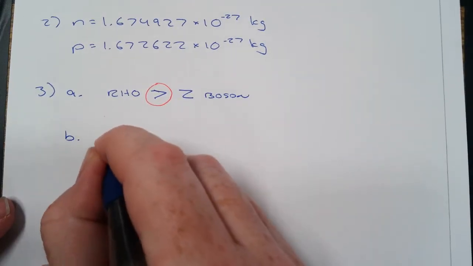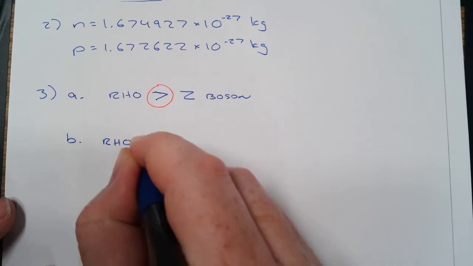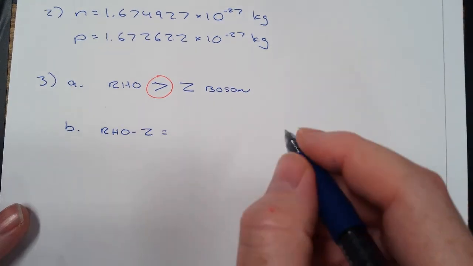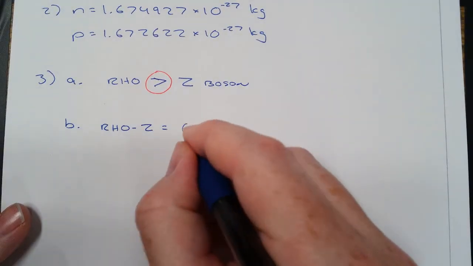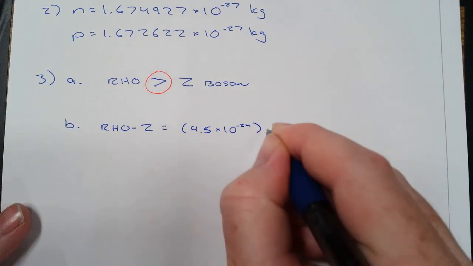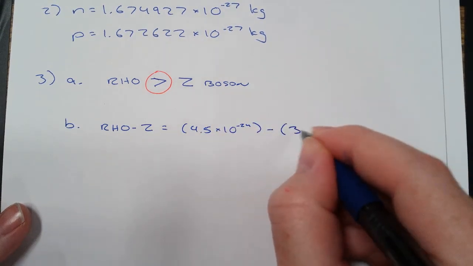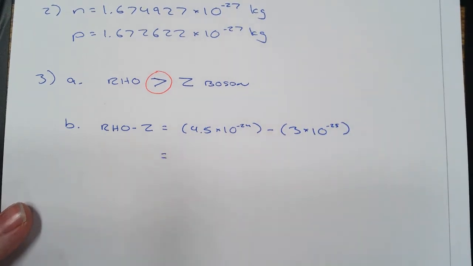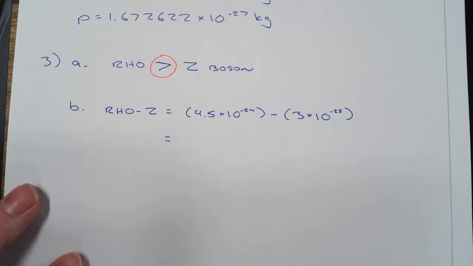So this one, you need to do the rho minus the Z. Can you do the rho minus the Z? In other words, you take the rho, which is 4.5 times 10 to the negative 24th, minus the Z, which is 3 times 10 to the negative 25th. Can you solve that using all the skills we've learned?